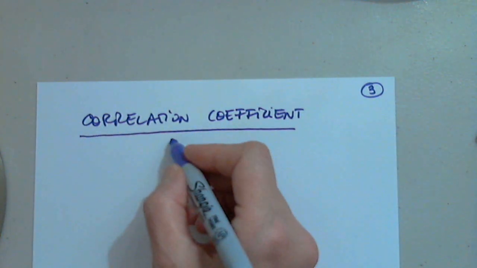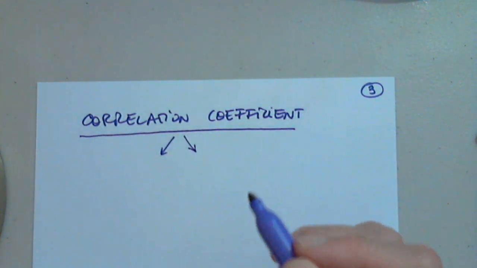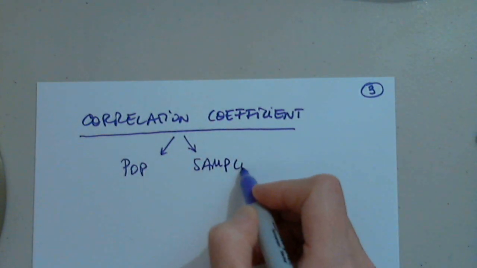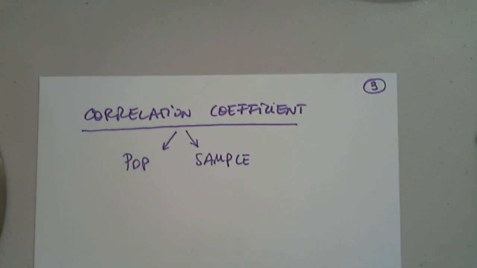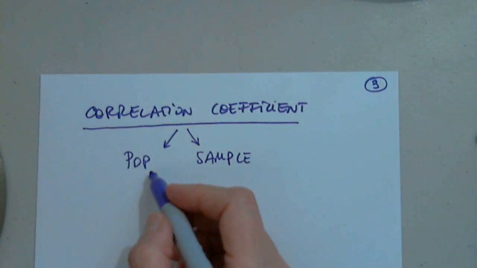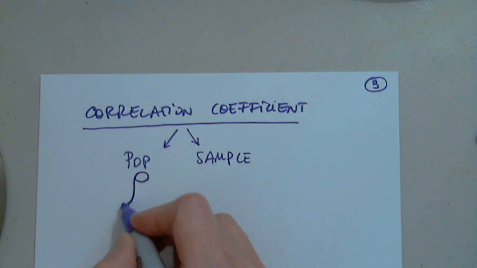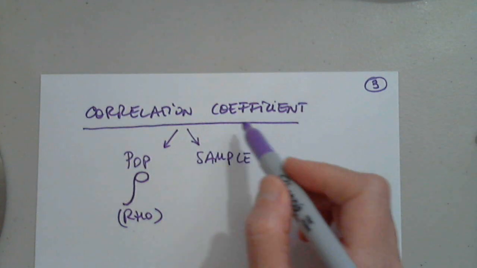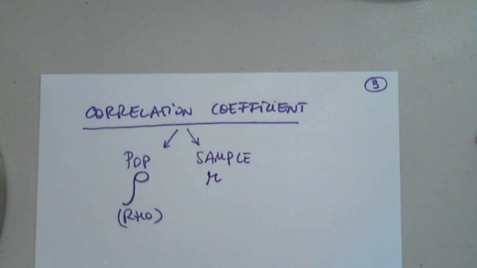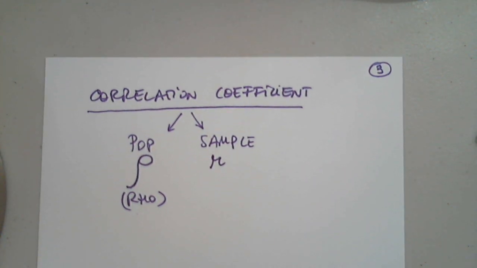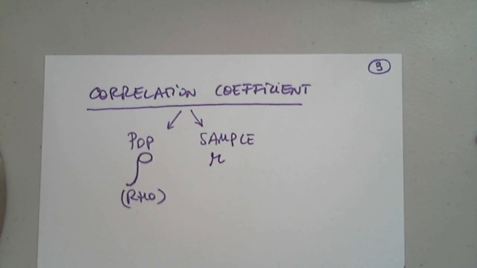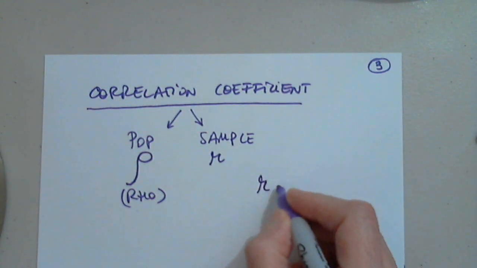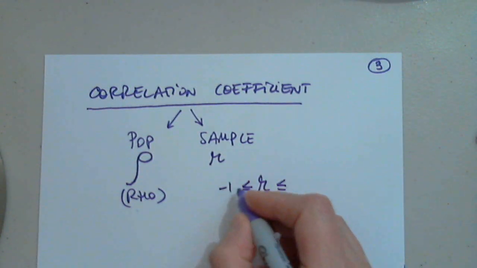Like everything so far, there are two different things to look at: the population and the sample. As you know, they always have different notations. The population correlation coefficient is a Greek letter, rho. The correlation coefficient for a sample is lowercase r. I'm going to talk about r, like it's the same thing as rho, but r can be a number anywhere between -1 and 1.